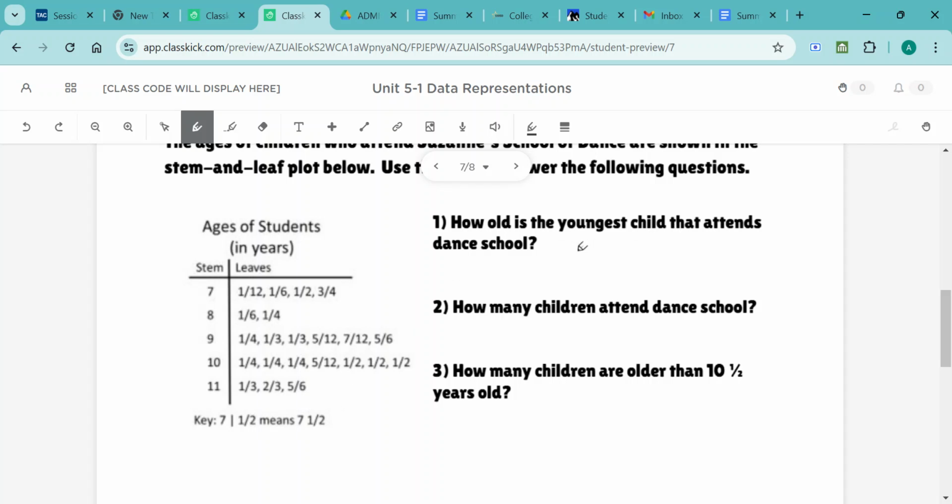How old is the youngest child that attends dance school? Okay, well, where would we find the youngest student? In the 11s, 10s, 9s, 8s, or 7s? Definitely in the 7s, right? 7 years is the youngest year, but the youngest one is not 7 years old exactly.